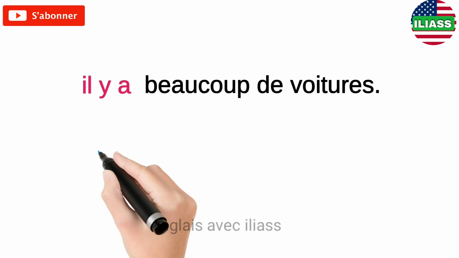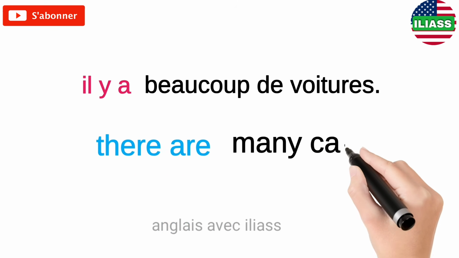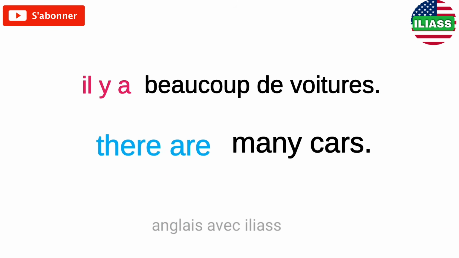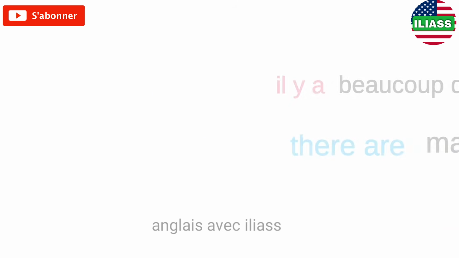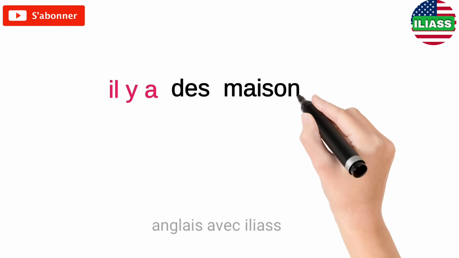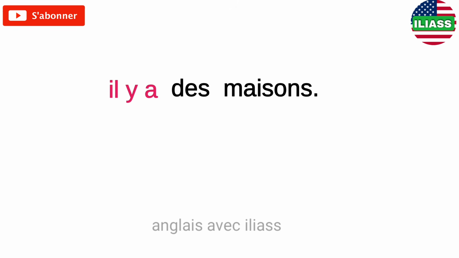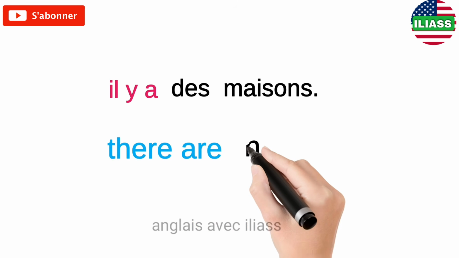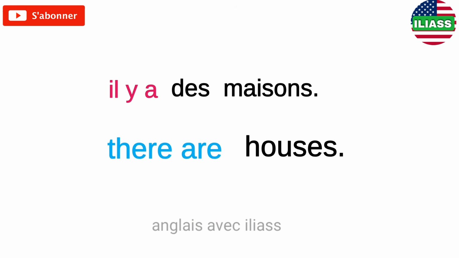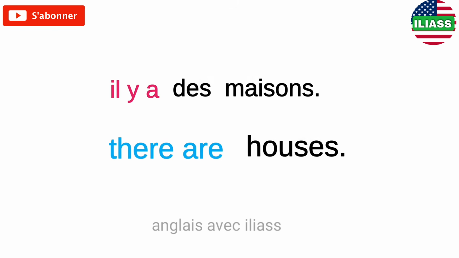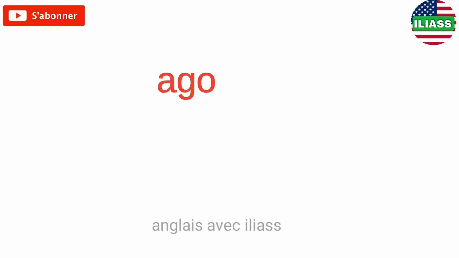Par exemple, pour dire il y a beaucoup de voitures. Les voitures, ça c'est au pluriel. Donc on va utiliser there are many cars. Il y a beaucoup de voitures. Il y a des maisons. C'est aussi au pluriel. Donc on va dire there are houses.